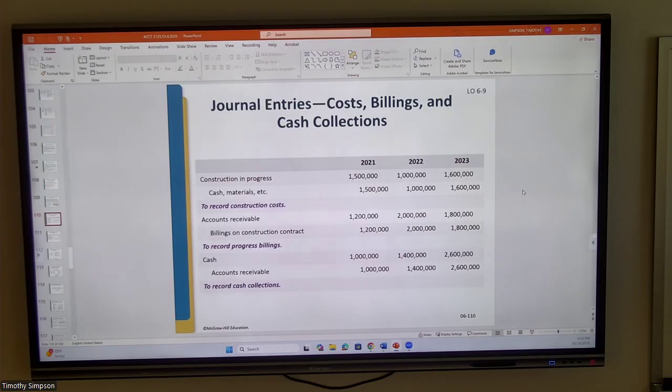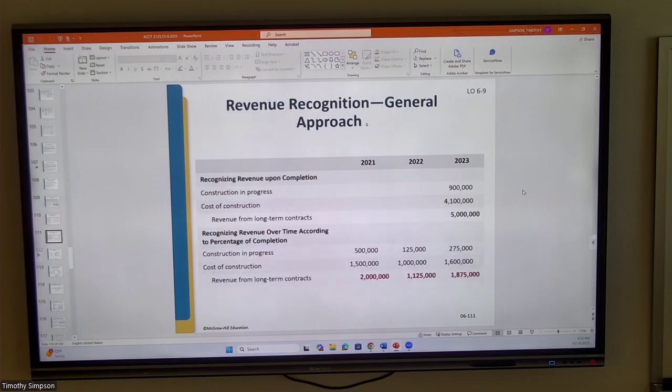But the big question is, how do we recognize revenue over this time period? And then how do we recognize profit that might result from that revenue? So when we get to this idea of revenue recognition, the general approach is basically this. We have this idea that construction costs are recorded over time. And this is the one, when we say general approach, this is where we are looking at the end of the project. This is at the completion of the contract.